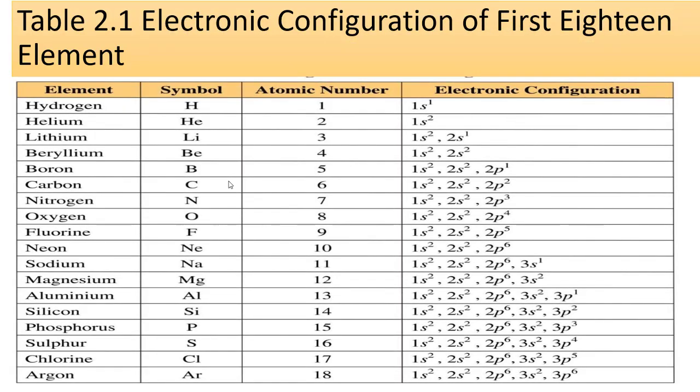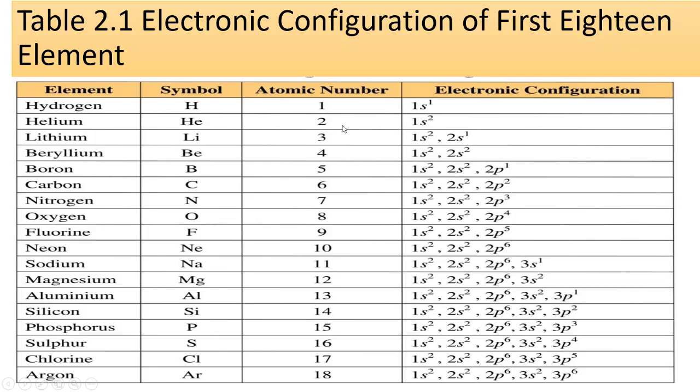Now there is a table which shows the electronic configuration of first 18 elements. The first element is hydrogen. You already know its symbol is H and its atomic number is 1. So 1 electron will accommodate in 1s orbital or subshell. The second element is helium. Its symbol is He. You already know atomic number 2, and the 2 electrons will accommodate in the same 1s2 orbital or subshell.